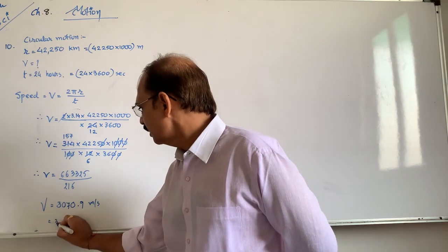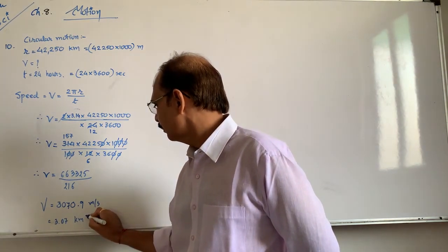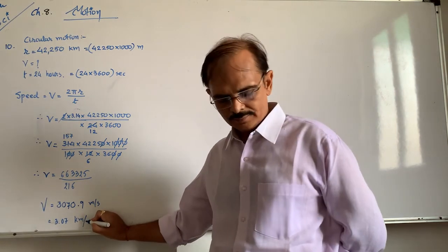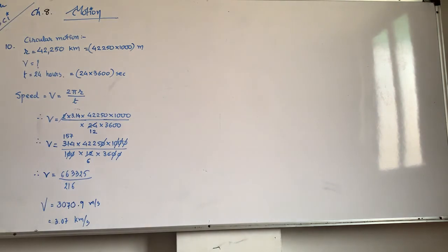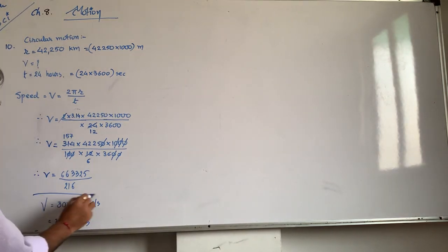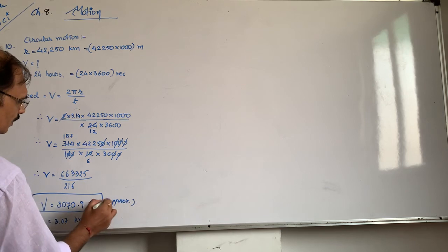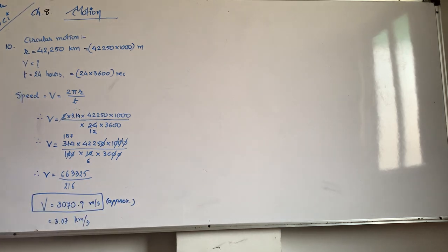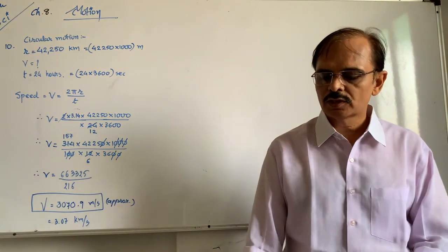So it is called 3.07 kilometer per second, sorry, not hour. If you want to convert it into hour, then you have to divide it. Right? So this is your answer. The approximate answer is there. Check it with the help of a calculator. This is the approximation. Okay, this is your last sum. That's it for the motion. That's it for the chapter.